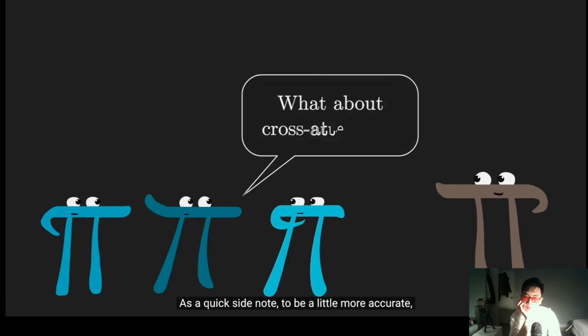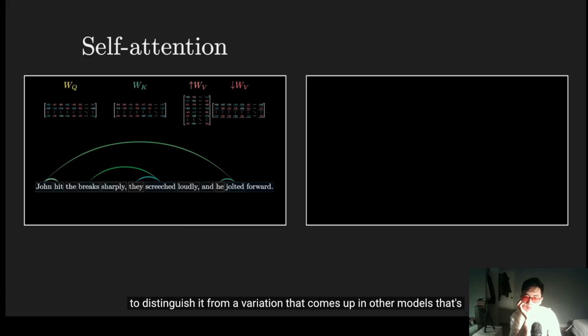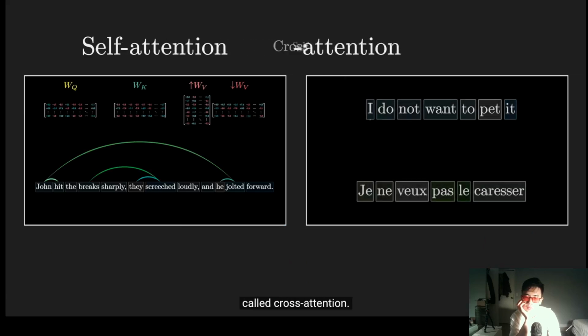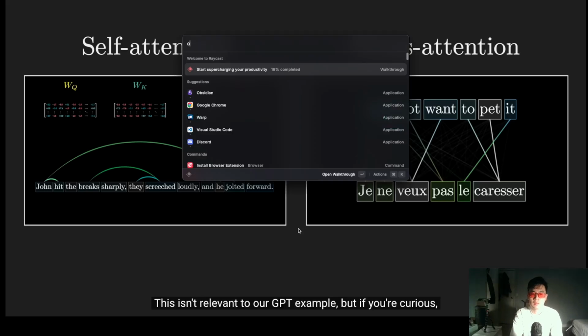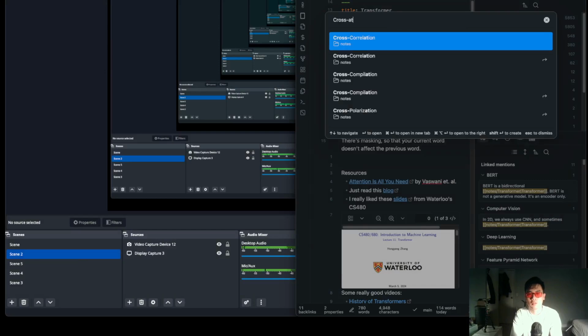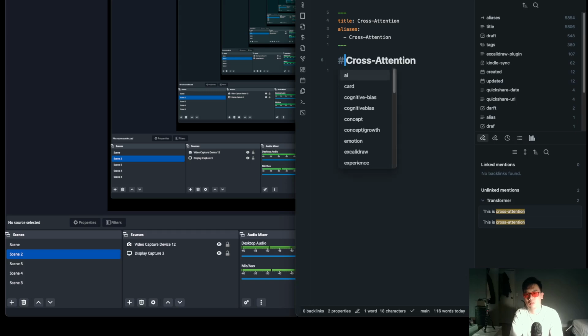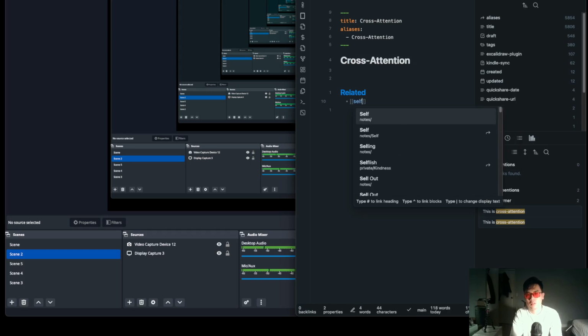As a quick side note, to be a little more accurate, everything described so far is what people would call a self-attention head, to distinguish it from a variation that comes up in other models that's called cross-attention. This isn't relevant to our GPT example, but if you're curious, cross-attention involves models that process two distinct types of data, like text in one language and text in another language that's part of an ongoing generation of a translation, or maybe audio input and speech and an ongoing transcription.